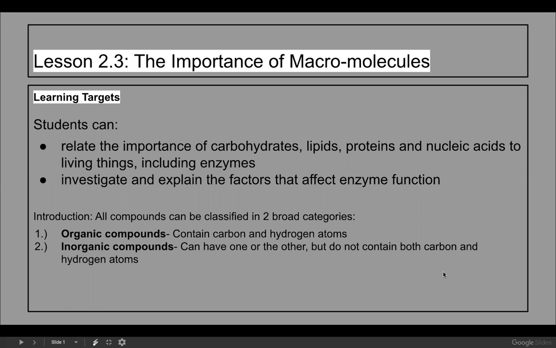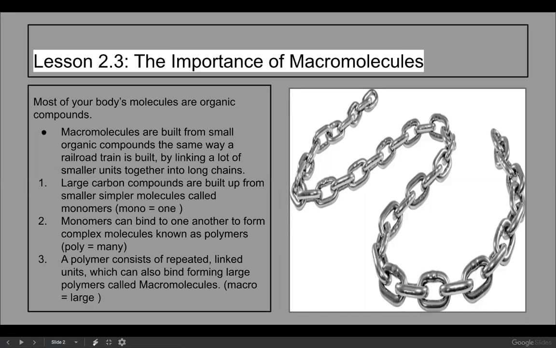Molecules. In introduction, all compounds can be classified in two broad categories. Organic compounds contain carbon and hydrogen atoms. Inorganic compounds can have one or the other, but generally do not contain both. Most of your body's molecules are organic compounds. Macromolecules are built from small organic compounds the same way a railroad train is built, by linking a lot of smaller units together into long chains, much like the picture.